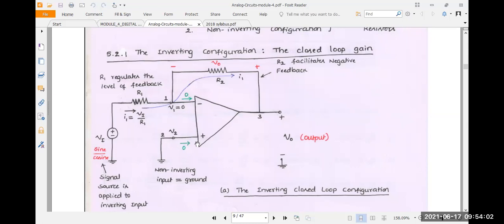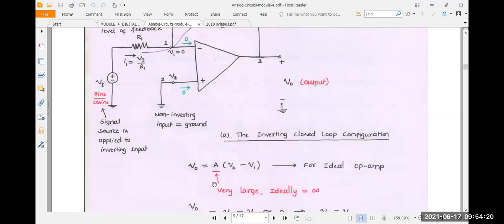But what is the current across the input of the op-amp? That is also 0, because we take a high input impedance for the op-amp. Understood? So V2 is now the non-inverting terminal, and its input is connected to ground.